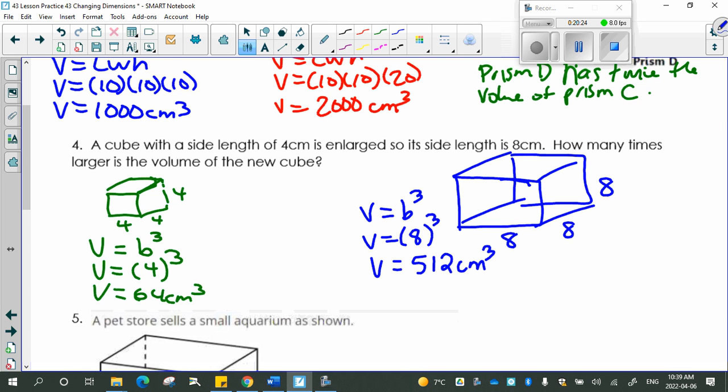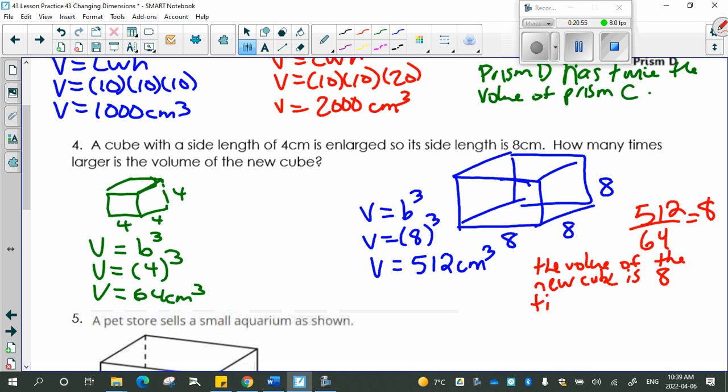Once I know those volumes, how do I see how many times larger the volume of the new cube is? Our last step, let's do. Yep, divide. Yes, 512 divided by 64 is what, students? Awesome. So the volume of the new cube is 8 times as large. And that's because we changed each dimension. We multiplied each dimension by 2.